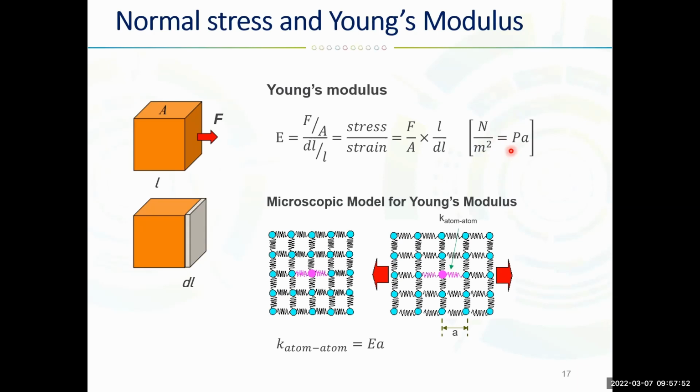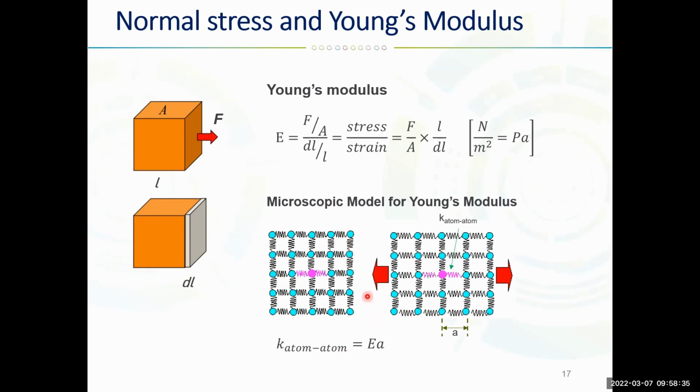It is also useful to have in mind a microscopic model of Young's modulus, shown here. We think of a solid as a bunch of atoms interconnected one by another with springs. The spring constant in this case can be designated by a parameter k between atoms. What we would like to do is relate the effect of the spring constant to the measured bulk modulus of this material.